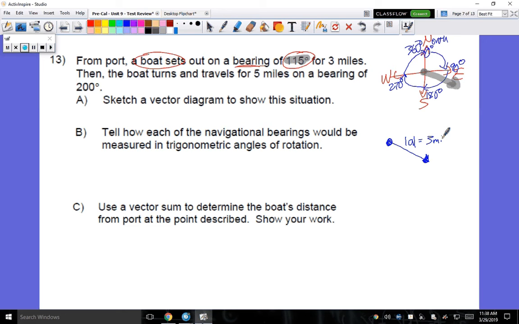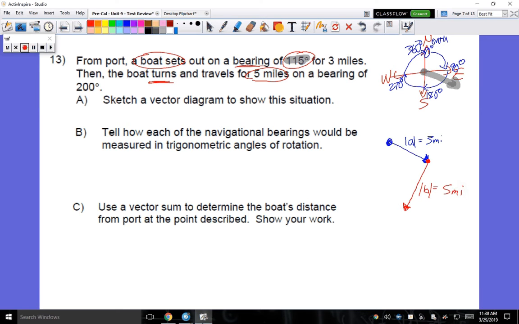Okay. Now from there, we're going to turn and travel for 5 miles on a bearing of 200. So from here, this is our new place of origin. If I were looking at bearings, 200 would be about right here, and I'm going to have that direction doing something like that. So it's in that third quadrant, if you will. So if I'm going to do that second leg, I'm going to draw something that looks like this. And notice how I have it a little bit bigger because the magnitude of this second leg is a little bit longer, and it's at 5 miles.